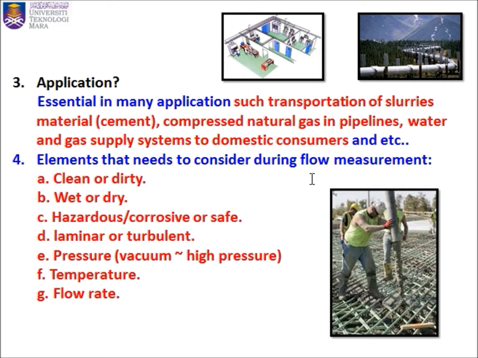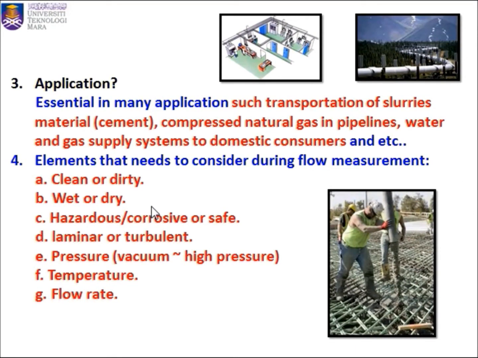Next, the elements that need to be considered during flow measurement. What are the elements? First, clean or dirty. Next is wet or dry. Hazardous, corrosive or safe. Laminar or turbulent. Pressure, temperature and flow rate. So these criteria you all need to consider during flow measurement, right?